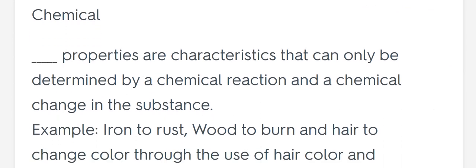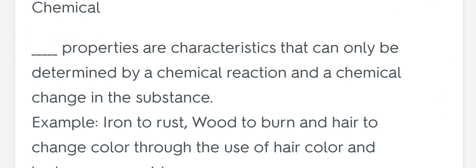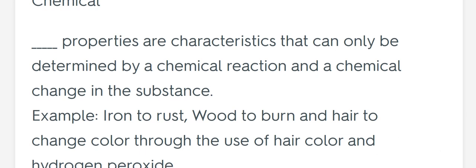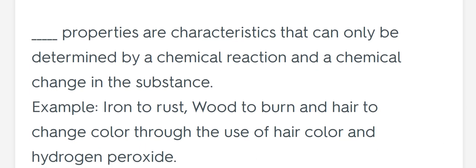Chemical properties are characteristics that can only be determined by a chemical reaction and a chemical change in the substance. Example: iron to rust, wood to burn, and hair to change color through the use of hair color and hydrogen peroxide.